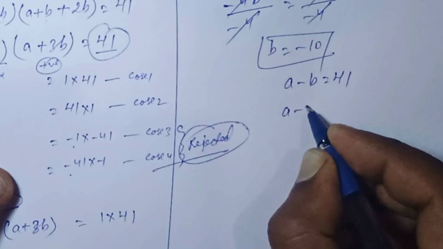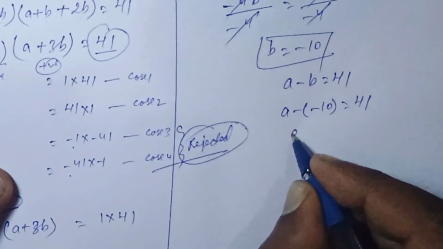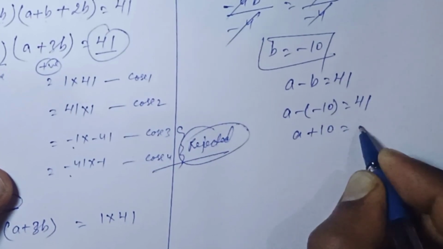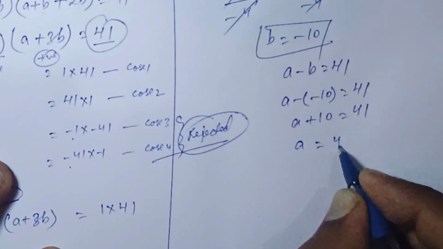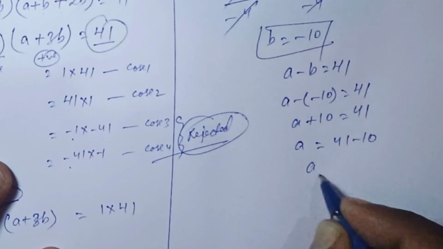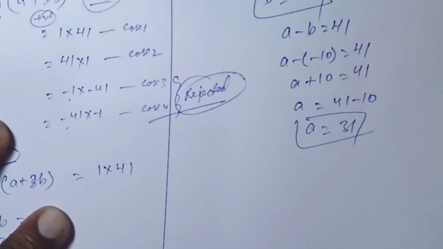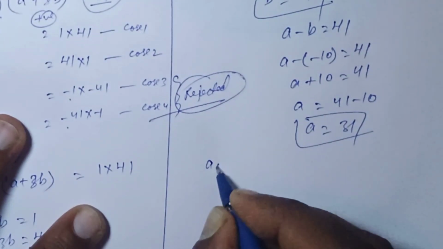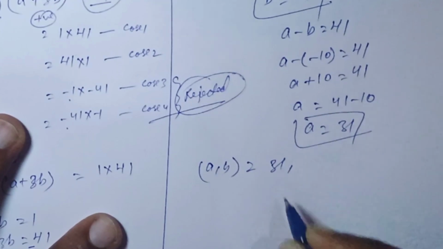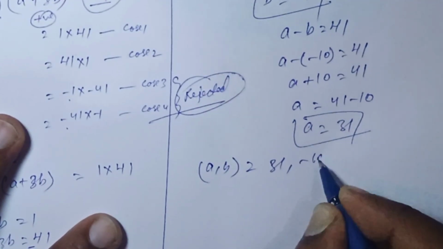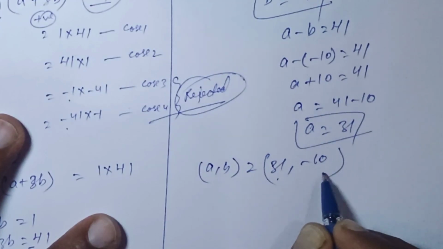Therefore a minus b, value minus 10, is equal to 41. A plus 10 is equal to 41. Therefore a is equal to 41 minus 10. A is equal to how much? 31. Here a value 31. Therefore a comma b value is that, see here, a value 31, b value minus 10.